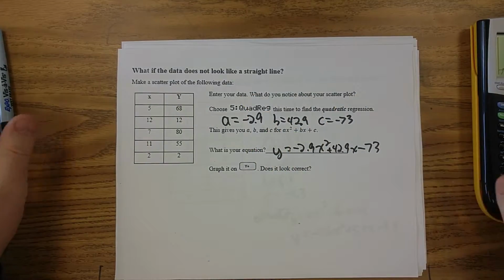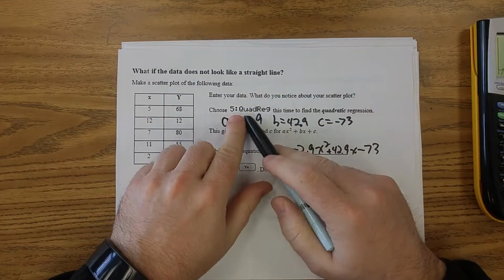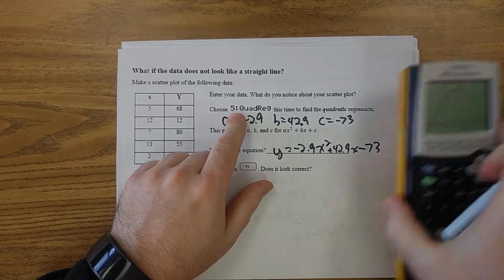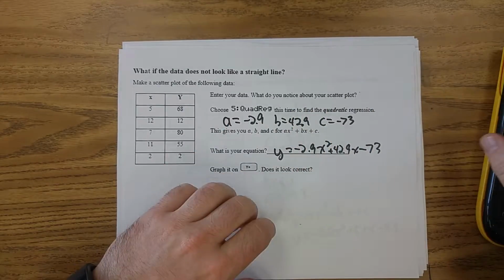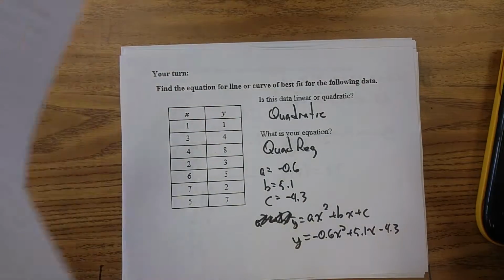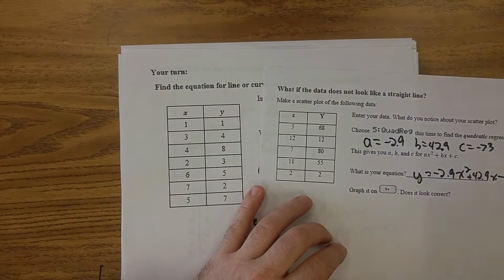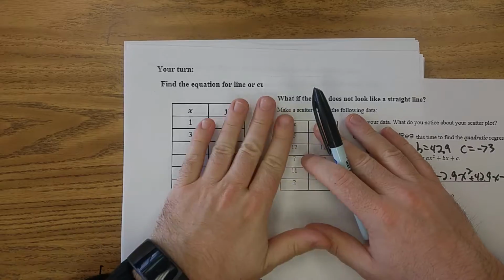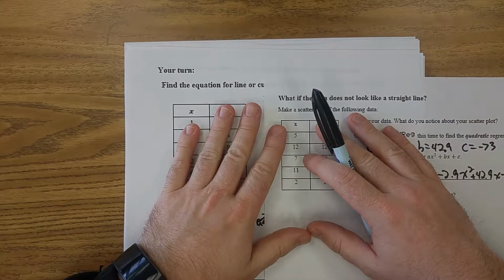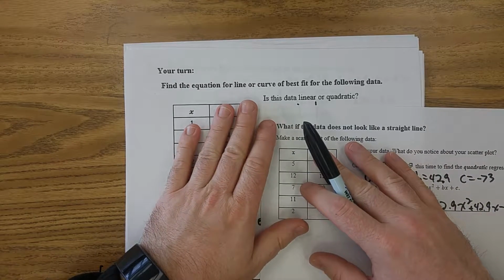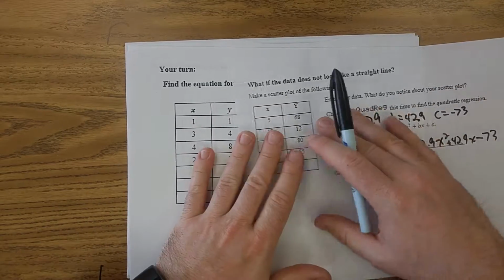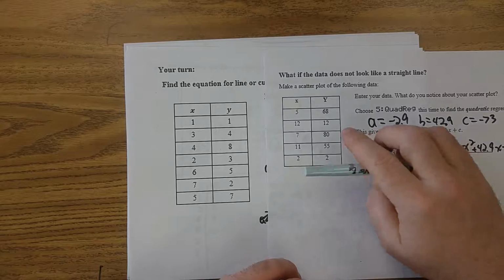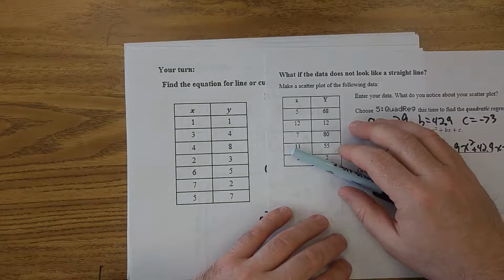Very good. So the main idea here is just that we're going to use quadratic regression when it's a curve, and linear regression when it's a line. All right, your turn. I want you to answer these questions. I've already answered it on this page, so I want you to pause the video and go through the answers. Is the data linear or quadratic? What is your equation? And show anything that you need to show. Pause it, come back when you're done.